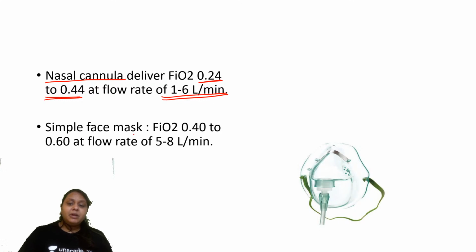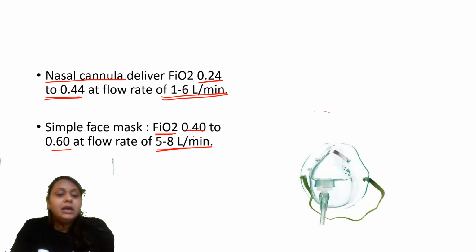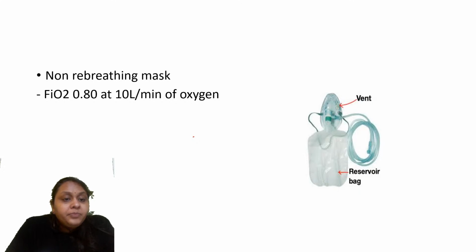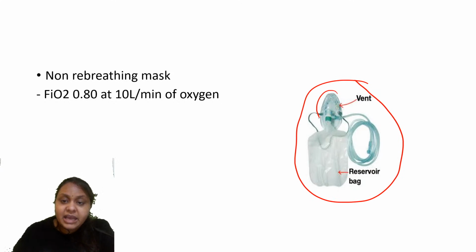Okay, the simple face mask, also known as the Hudson mask, is also variable. The FiO2 is 0.4 to 0.6 at a flow rate of 5 to 8 liters per minute. So: nasal cannula, simple face mask, and non-rebreathing mask. This is a non-rebreathing mask, that is a face mask with a reservoir.